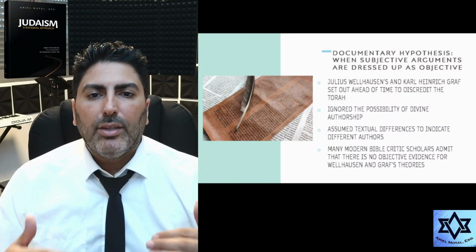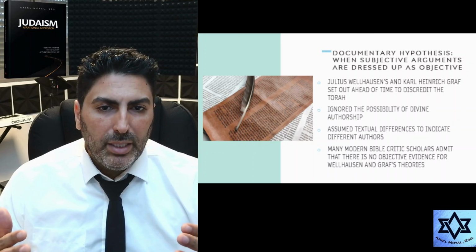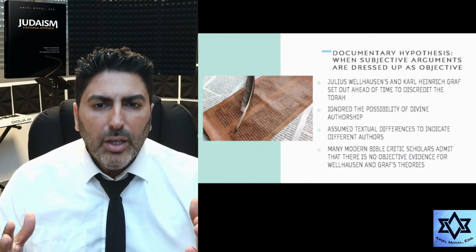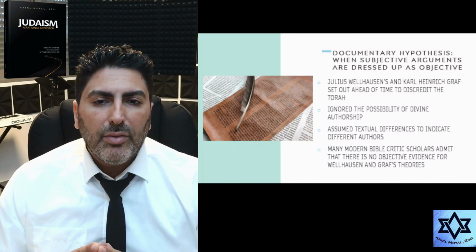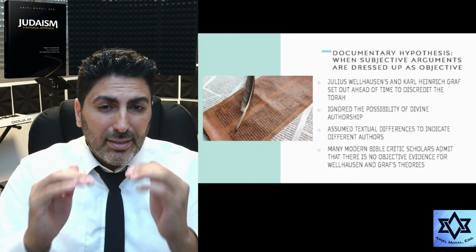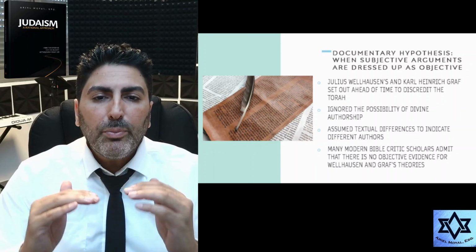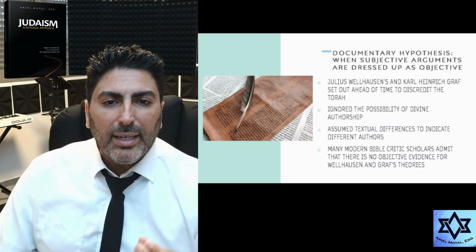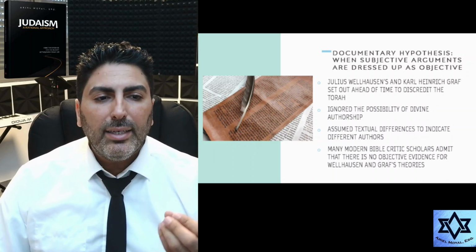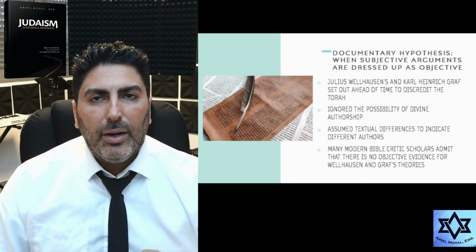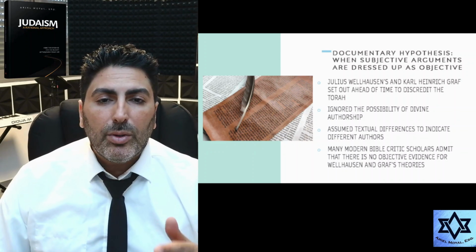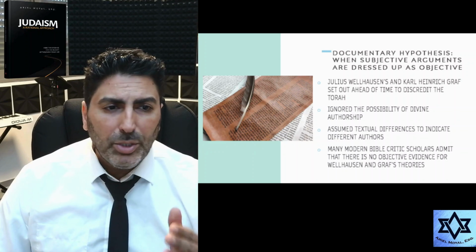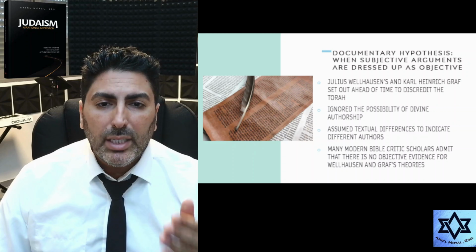That means that the Torah could not possibly be divine because there is no creator. So they ignored the possibility of divine authorship, and this is their baseline. From this point forward, their entire analysis just assumed that textual differences indicate different authors. Now, many modern Bible critic scholars admit that there's no objective evidence for Wellhausen and Graf's theories.